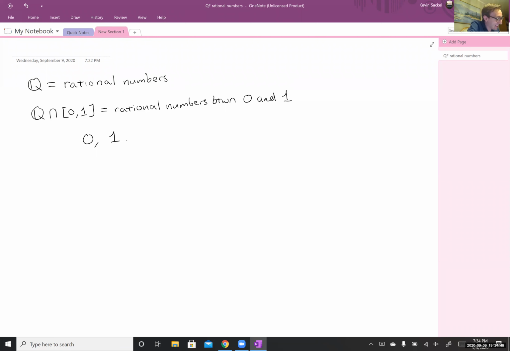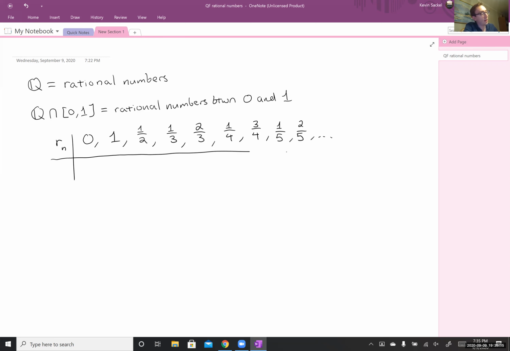So suppose we list these out: 0, 1, 1/2, 1/3, 2/3, a quarter. And obviously I'm not going to write 2 quarters because that's already 1/2. So we're only writing them in simplest form, 1/5, 2/5, and so on. Okay. So let me call these numbers R_n, where I think about n as just the enumeration of them. So these correspond to 1, 2, 3, 4, 5, 6, 7, 8, 9. So these are the first 9.